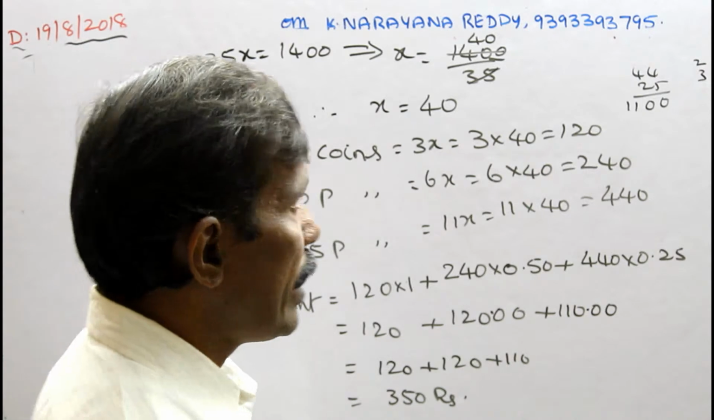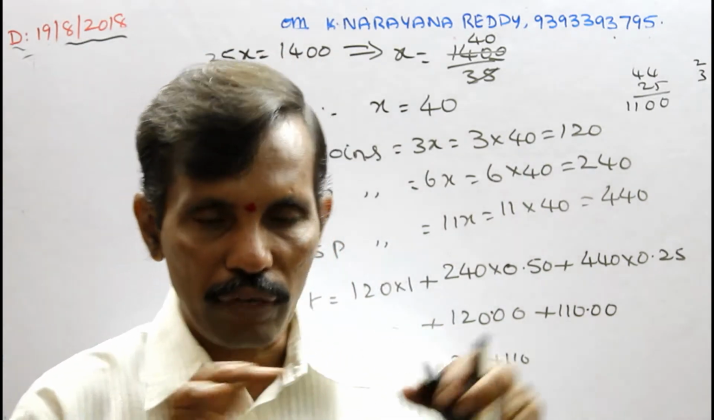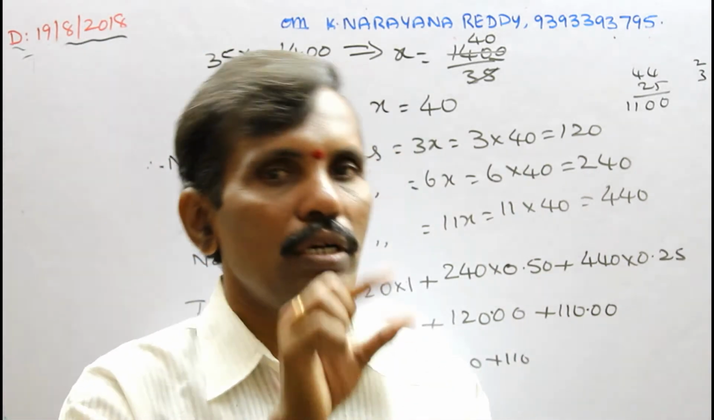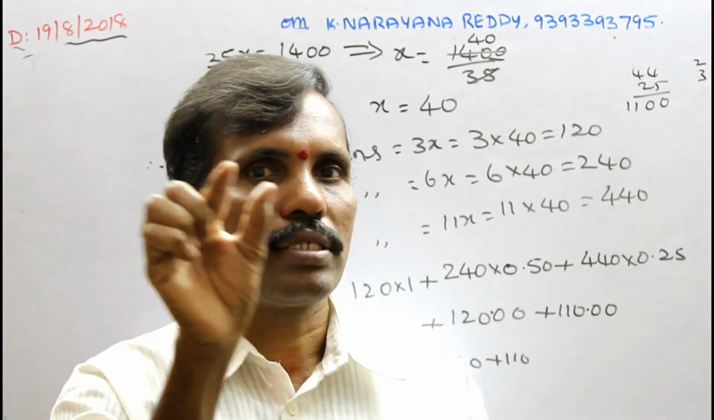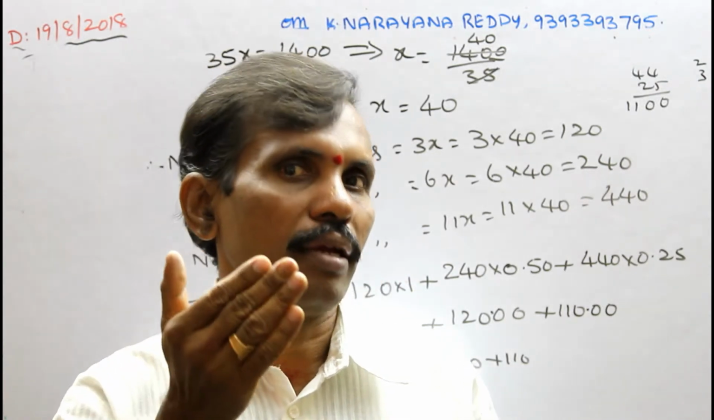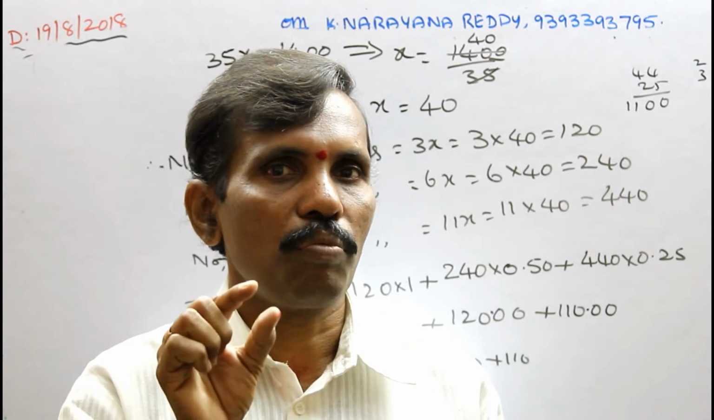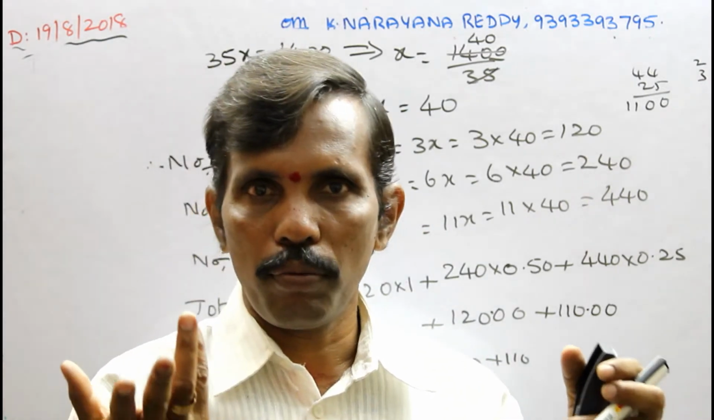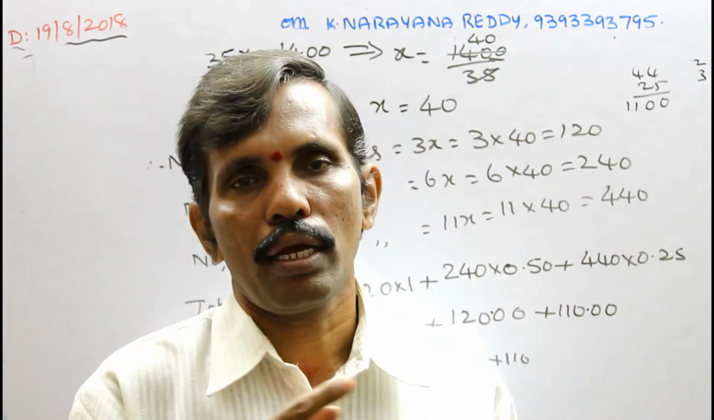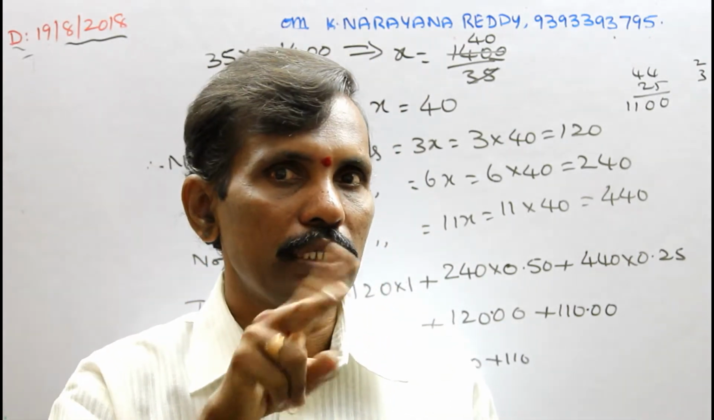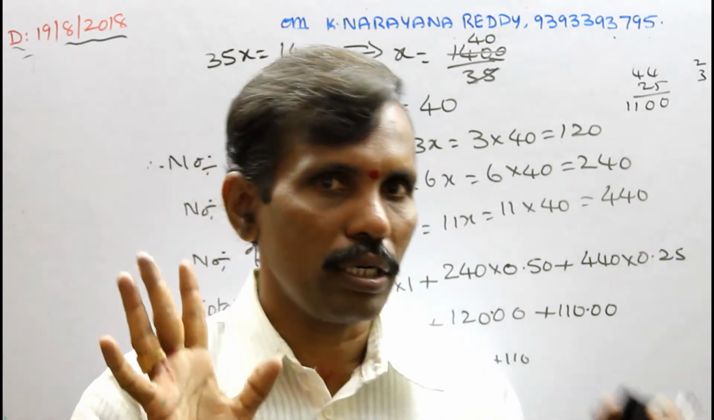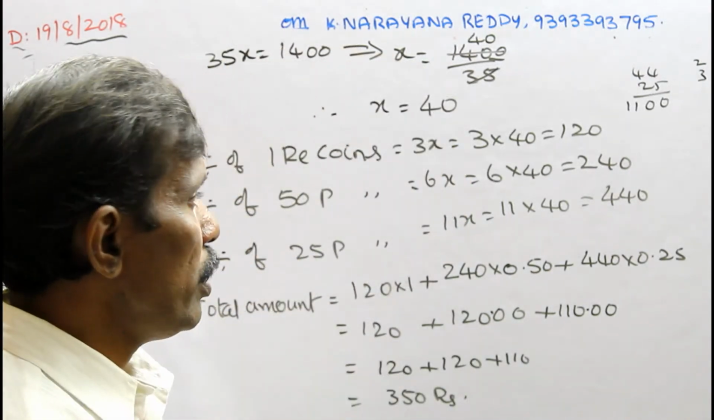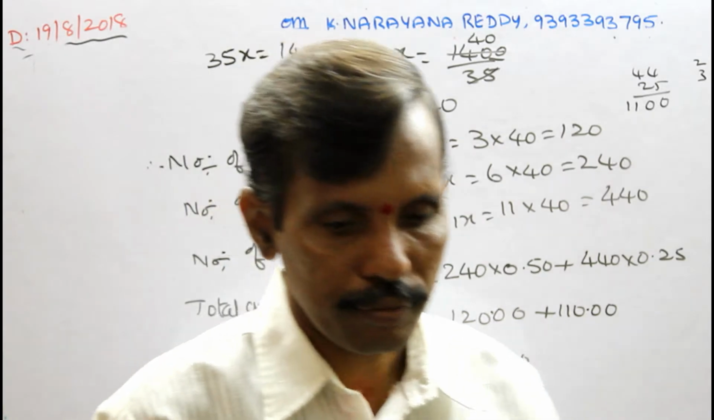Here the important point is to equate the total amount to 1 rupee coins, 50 paise coins and 25 paise coins. How many coins do you want for 1 rupee? For 50 paise coins, 2. And 25 paise coins? 4. 4 25 paise coins equal 1 rupee. And 2 50 paise coins equal 1 rupee. 1 rupee coin is 1 itself. Okay? This way you can do the problem. Okay? See the problem.